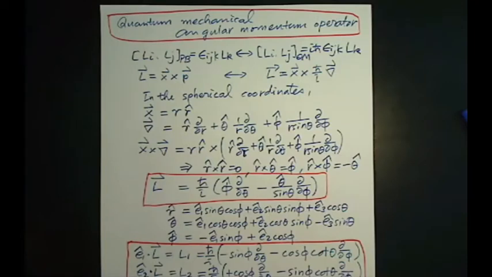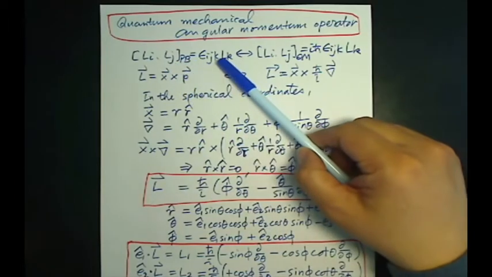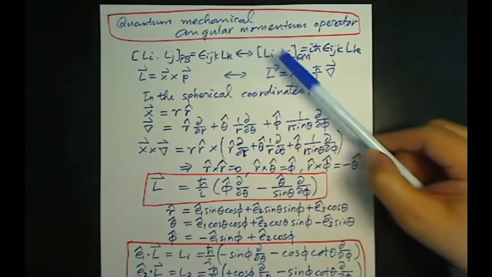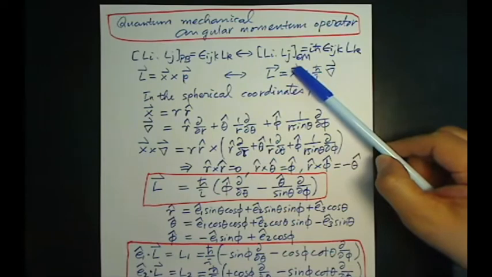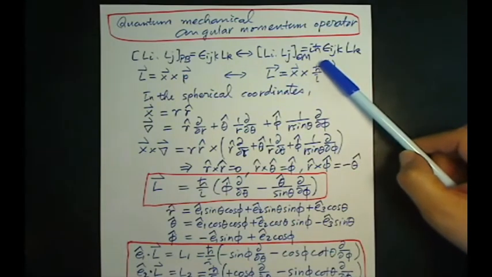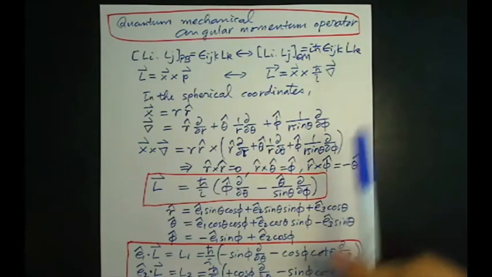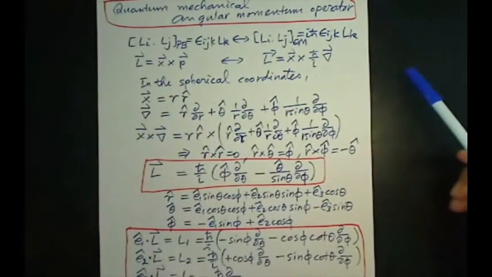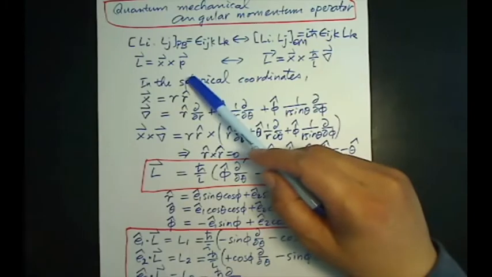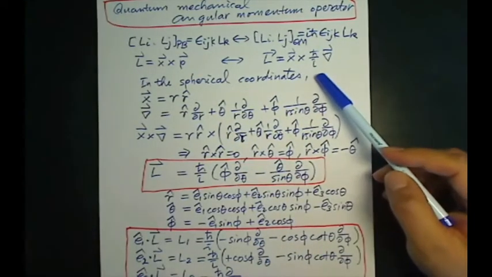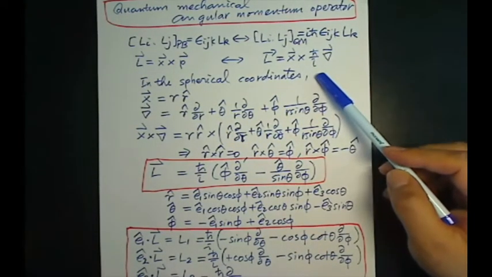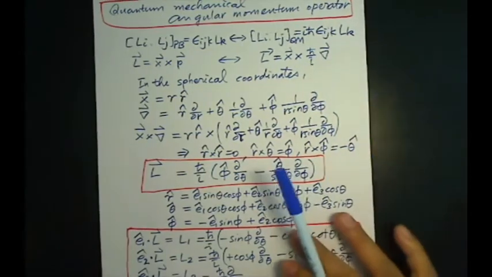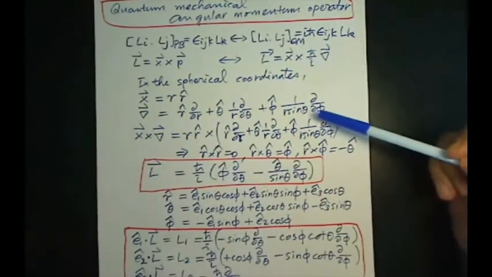So we return to the angular momentum. This was the Poisson bracket in classical mechanics, and this is the commutation relation for the angular momentum in quantum mechanics. This is the classical mechanical definition. This is the quantum mechanical definition in the configuration space, in which x is a number and momentum becomes a derivative operator.